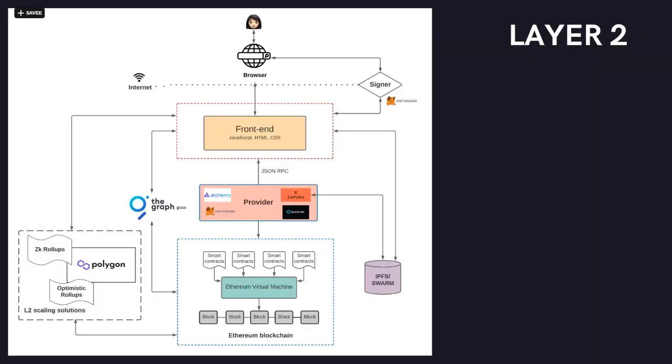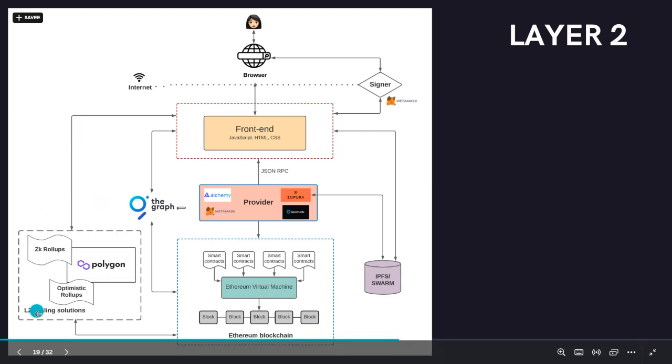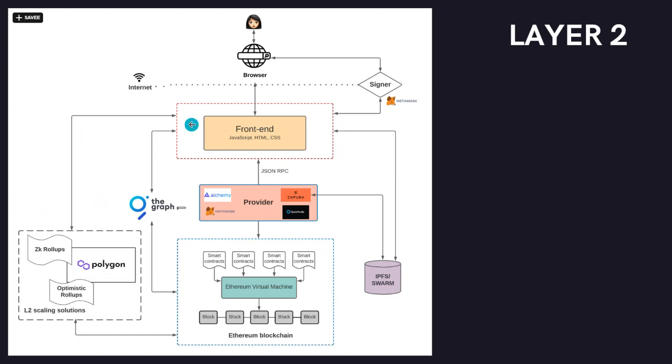Just one last thing we'll move on to, which is this big block that we have added: Polygon, ZK rollups, optimistic rollups, and the L2 scaling solutions. This is what the third part of the lecture will be about, which is scaling solutions. Ashish will be talking about this extensively, although I will give you a basic idea of what layer 2 is.